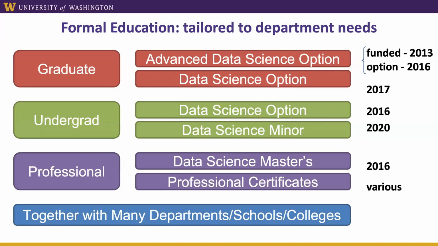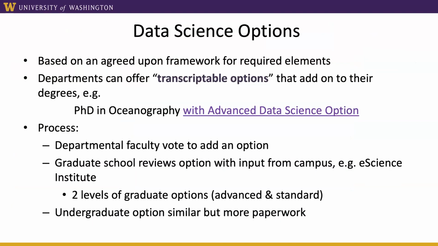I guess the last thing I'd say on this, we also have a data science master's, a professional data science master's, I think like many universities do. The structure for that was also put together by an interdisciplinary group and is governed across 6 departments on our campus. Okay, I think I've kind of already talked about this.